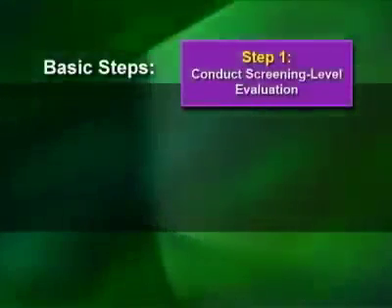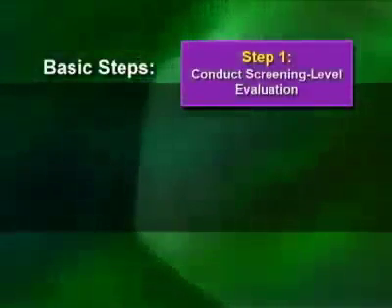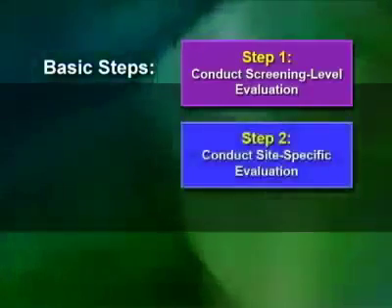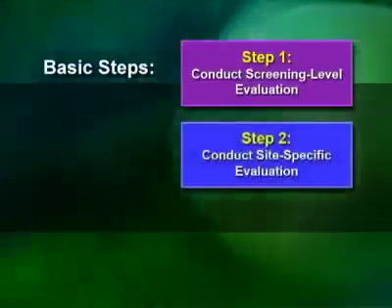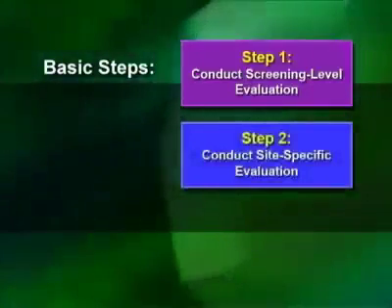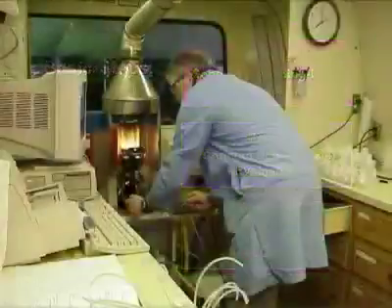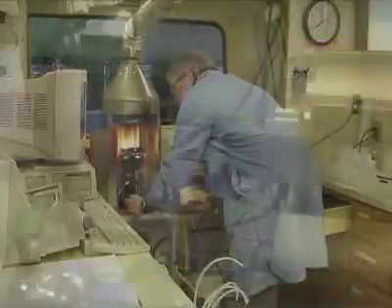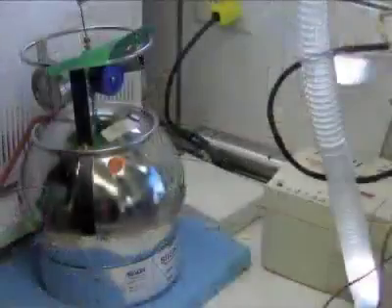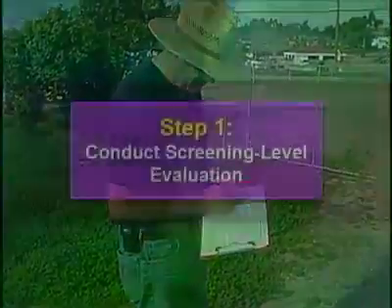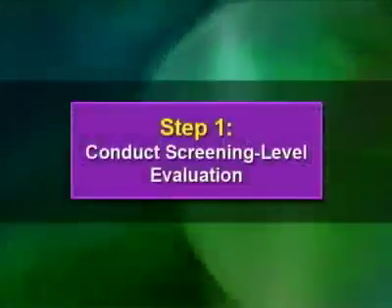The overall approach consists of the following basic steps. Conduct a screening level evaluation to quickly determine if chemicals are at a level of concern and warrant further investigation. Conduct a site-specific evaluation to determine if vapor intrusion is actually occurring at the site. And evaluate corrective actions if necessary. This methodical approach allows us to use the best available science to quickly and efficiently determine the potential for vapor intrusion at any site. Let's look at each step in more detail.